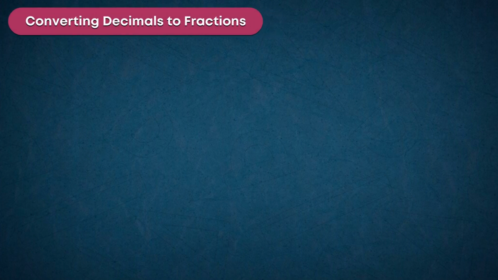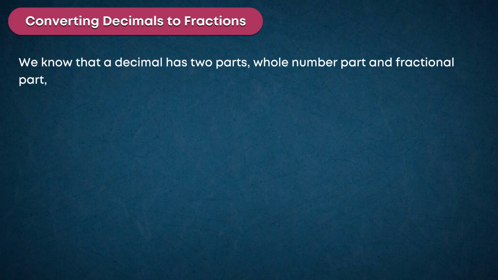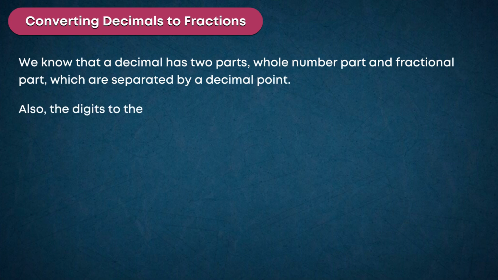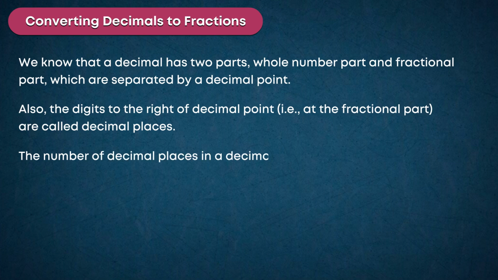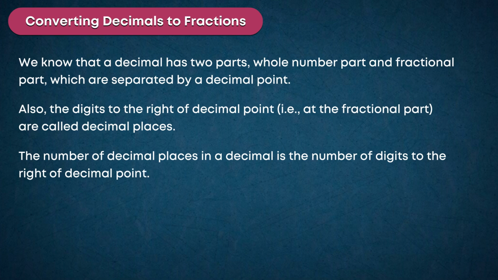Converting decimals to fractions. We know that a decimal has two parts, whole number part and fractional part, which are separated by a decimal point. Also, the digits to the right of decimal point, that is, at the fractional part, are called decimal places. The number of decimal places in a decimal is the number of digits to the right of decimal point.